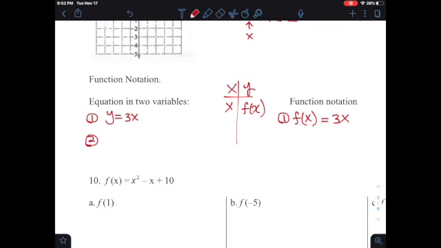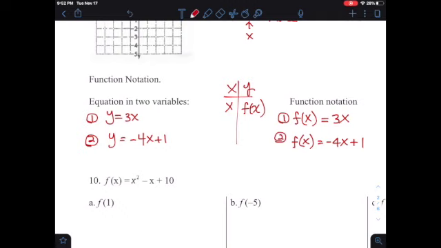Or another way to look at it, if I have y equals -4x plus 1, your function notation is just going to be f of x equals -4x plus 1. They are exactly the same thing. The only difference is if you look at the equation in 2 variables, they will eventually tell you x equals something and you plug it in. In function notation, the x value will be inside the parenthesis.